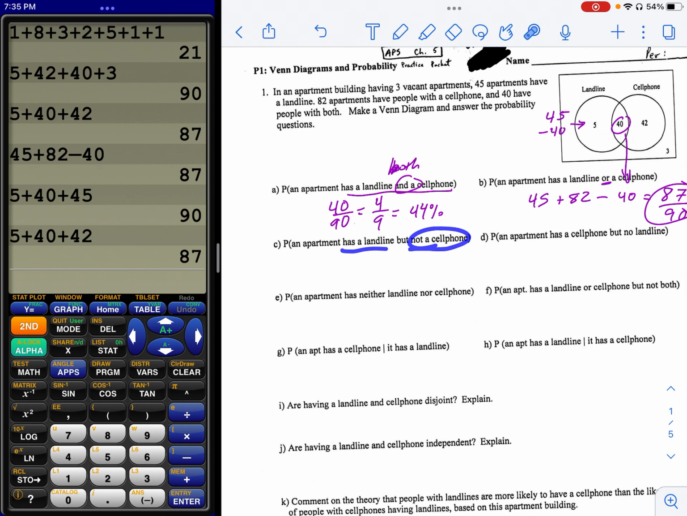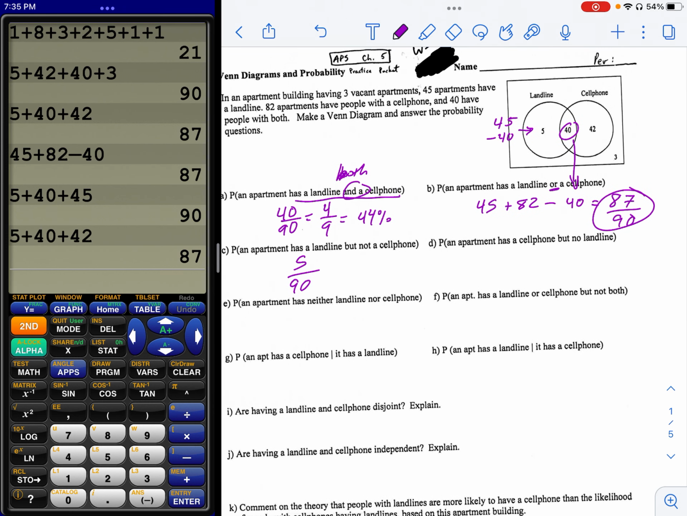Letter C. They have a landline, but not a cell phone. Well, that's just these 5. Those are the only 5, 5 out of 90, and you could reduce that. They have a cell phone, but no landline. That would just be over here. These 42 have a cell, but no landline, because these 40 have a landline. So it's just 42 out of 90.